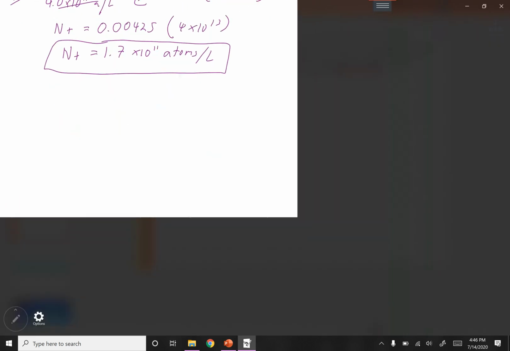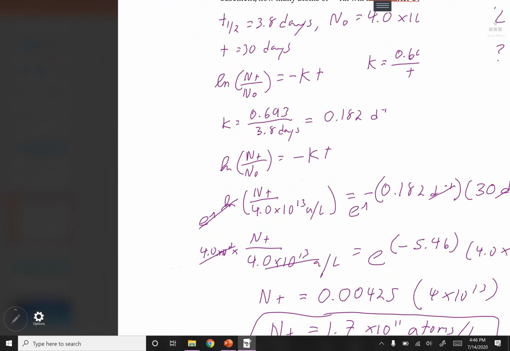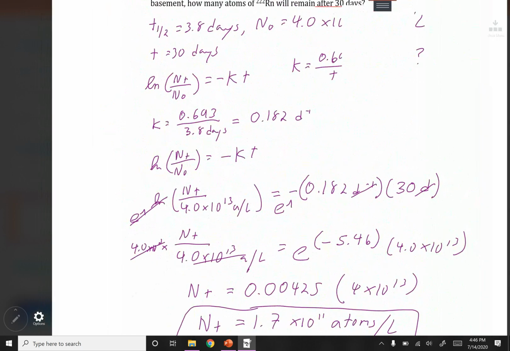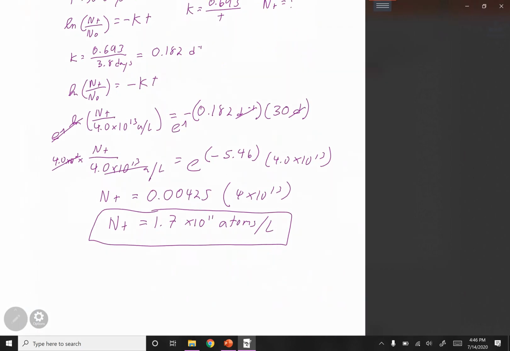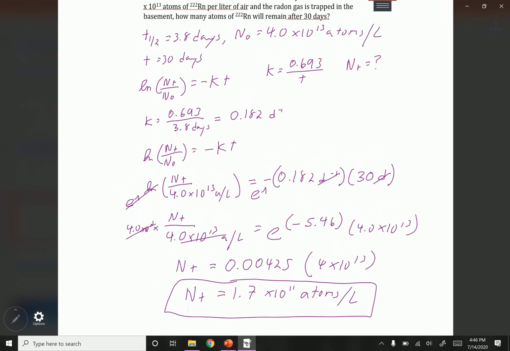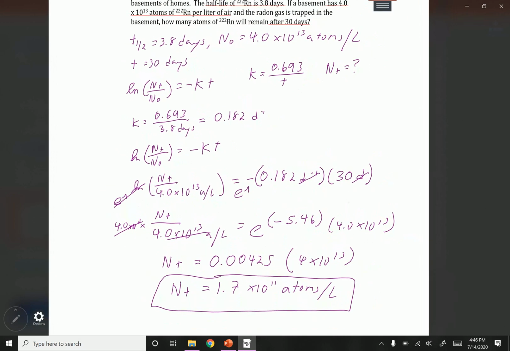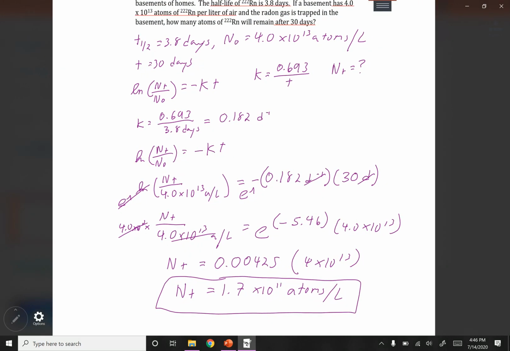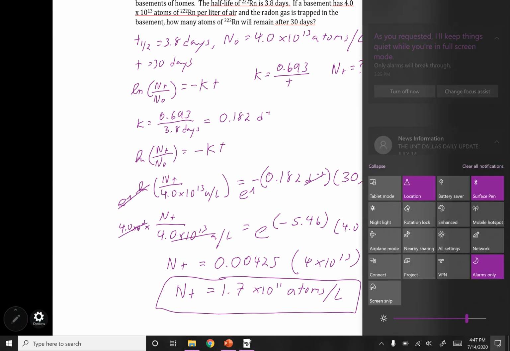So I'm going to try to zoom out. So see how it's chasing it away? It doesn't normally do that. Okay, that's about the best I can do right now. I think I need to clean my screen. Okay, so that is your solution for this radioactive decay problem.